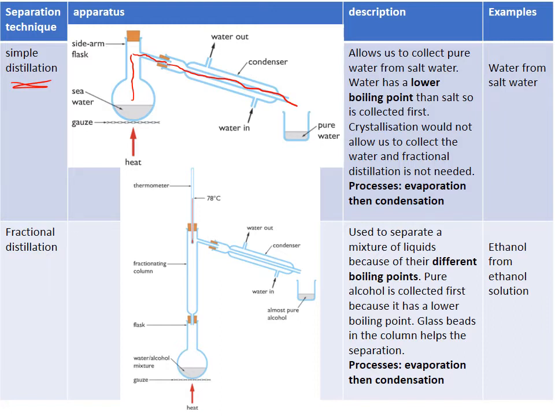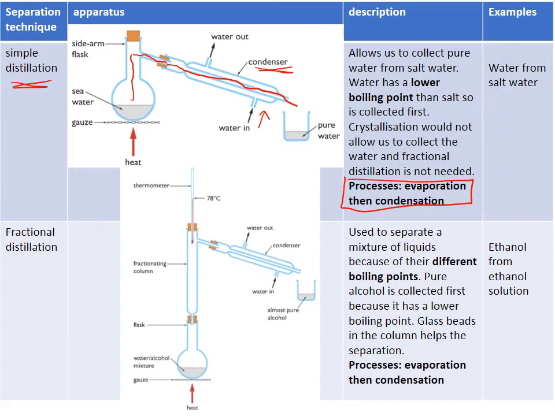Now I want to just mention that water also goes in from the bottom, and that ensures that the condenser is completely filled. But if for some reason the water flow is cut off, the condenser would still be full. The water won't go back down into the tap. So it's important it goes in from the bottom and out from the top. Now the two processes here are evaporation, when the water evaporates, and then condensation, which happens in the condenser here.